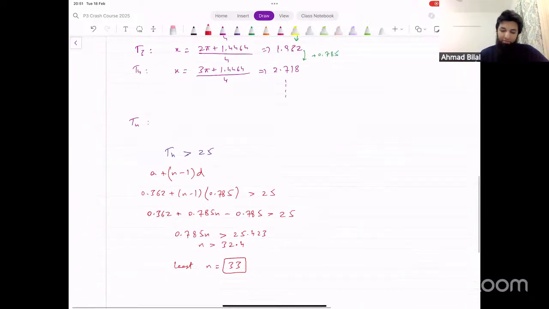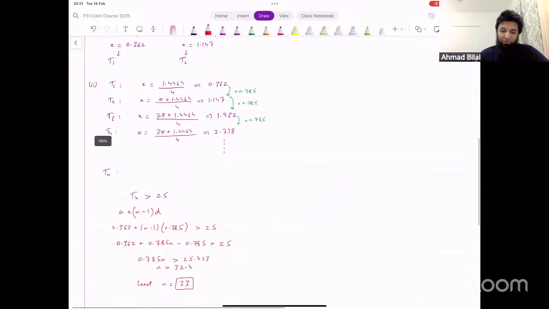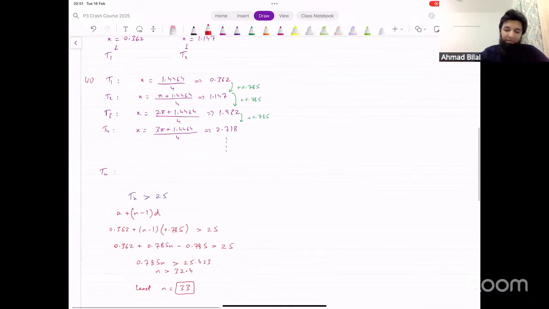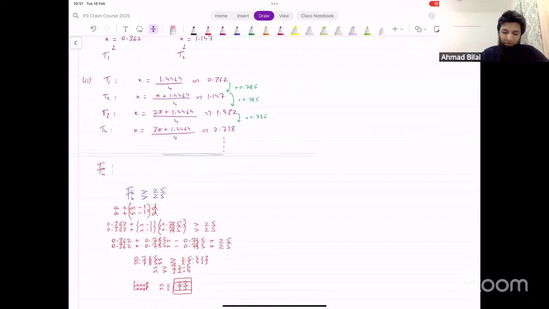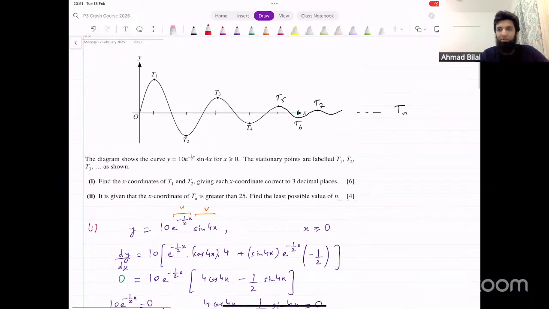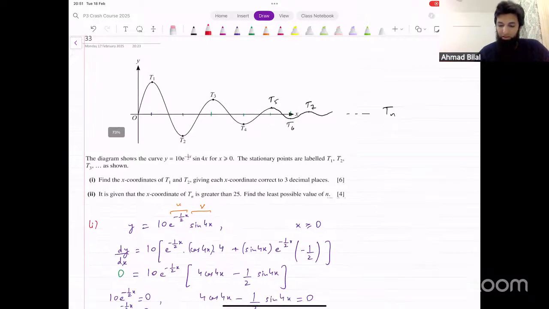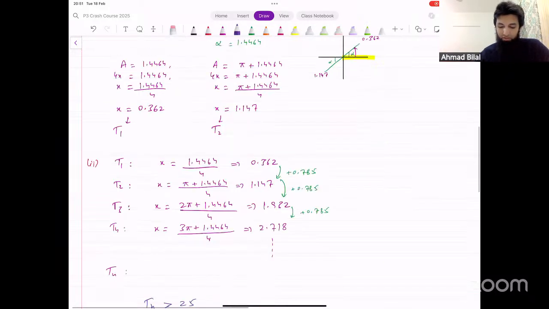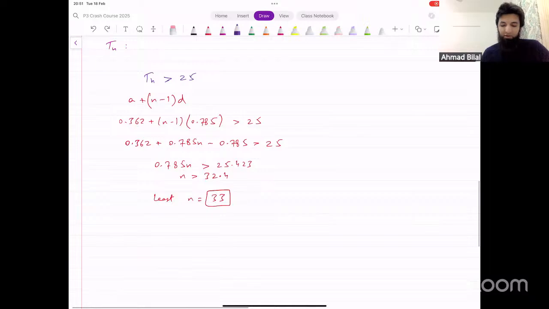Quite tricky, but that's what you would do here. You look at the pattern that's emerging for those values of x, for those stationary points. Looking at that pattern, you find out what the least possible value of n is going to be.